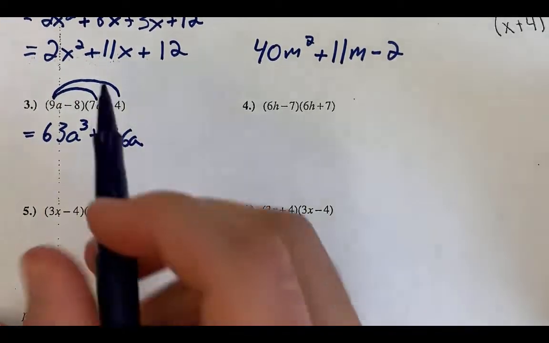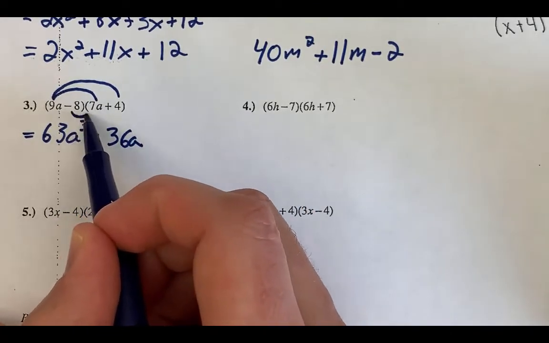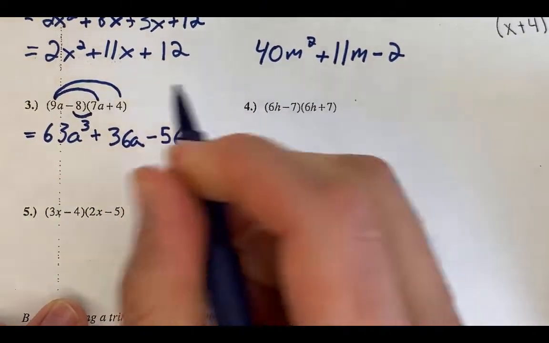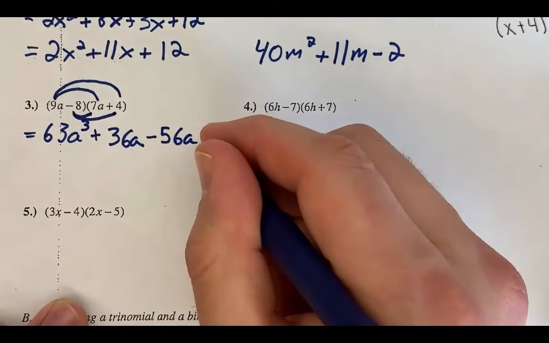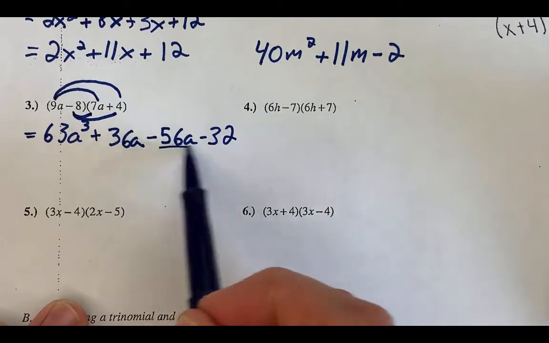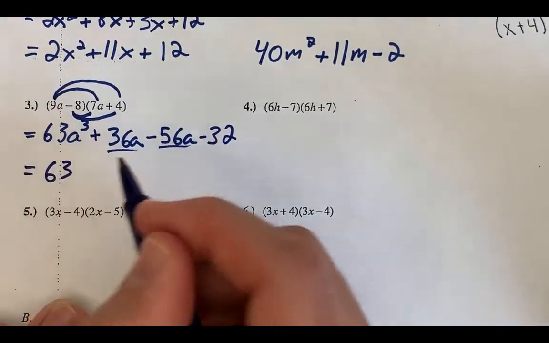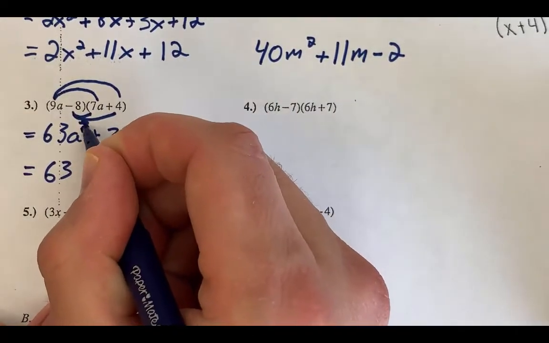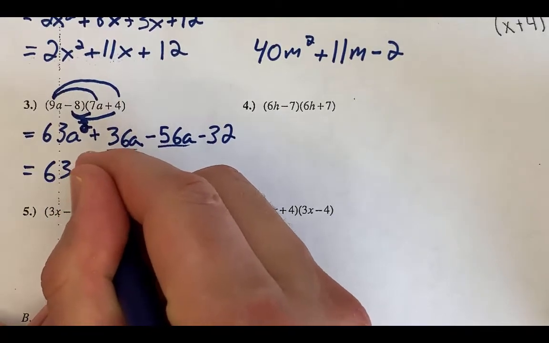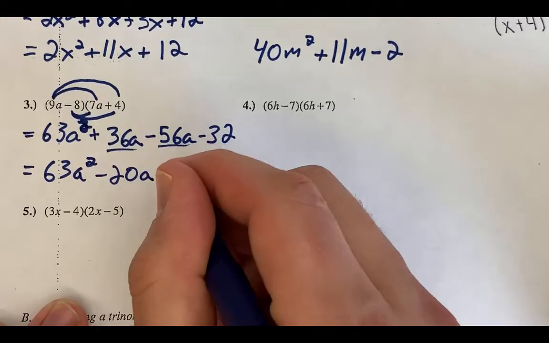36a. And then I need to deal with the minus 8. So this minus 8, again, I'm treating it as a negative number. So negative 8 times 7a is going to be minus 56a. And negative 8 times 4 is negative 32. Combine like terms. Again, this 36a and 56a, those are like terms. So when you combine them, you get this: 63a, oops, I wrote cubed there. Sorry, that should be squared for the second power. I'll correct it officially here. So 63a squared minus 20a minus 32.